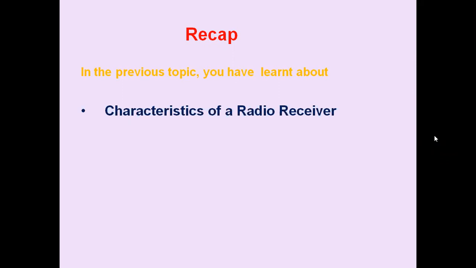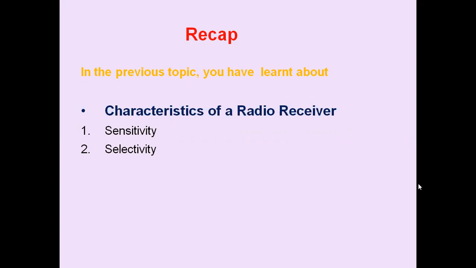We studied the characteristics of radio receivers in the previous topic. The main important characteristic of the radio receiver is the sensitivity. It is the ability of the radio receiver to amplify the weak signals. It is the minimum voltage that we can apply at the input of the radio receiver to get a standard output.